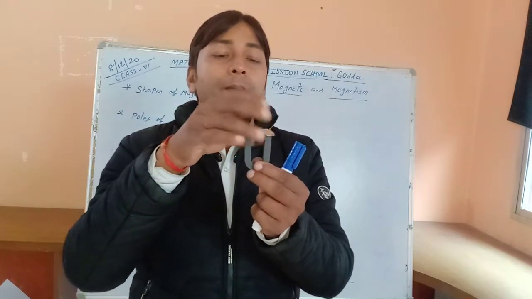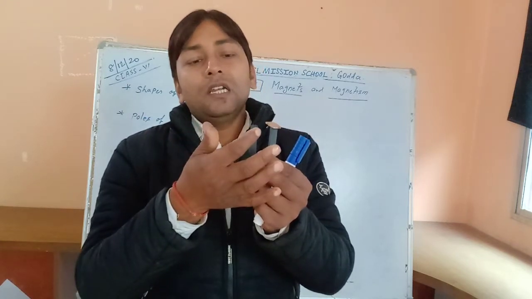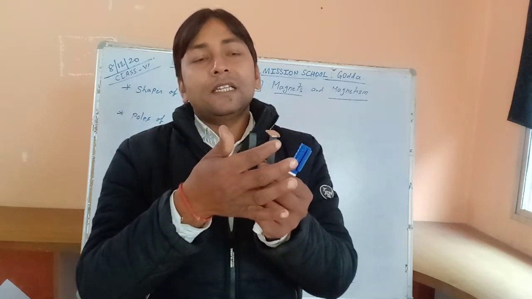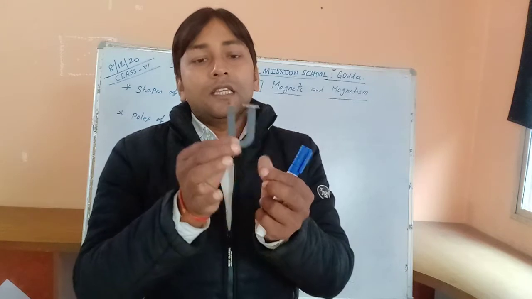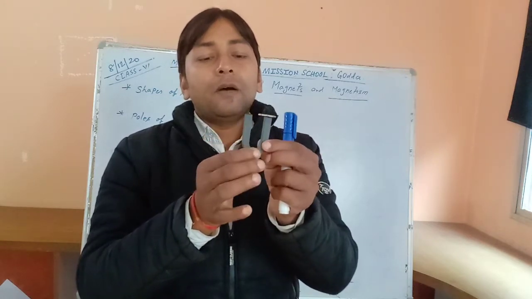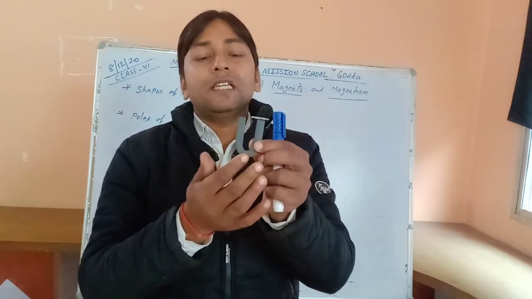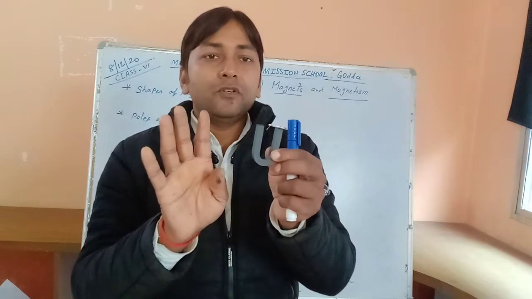I hope you got it. The magnetic poles are one here and another here, not here. The minimum power of attraction or magnetic force is here. I hope you got it.